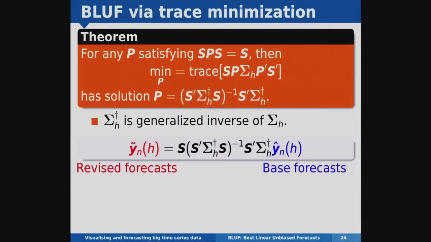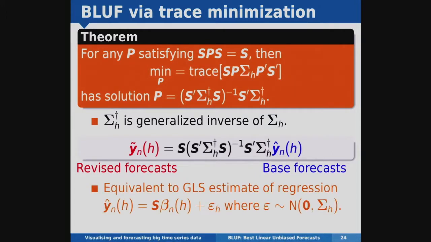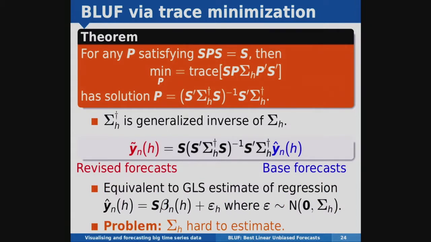Okay, where do we go from here? Well, we need to take our base forecasts, multiply by this P matrix, add them up, and we get our reconciled forecasts. And there's one problem. Sigma is incredibly hard to estimate. We have no idea what it is. It's the variance of our bottom level forecasts.